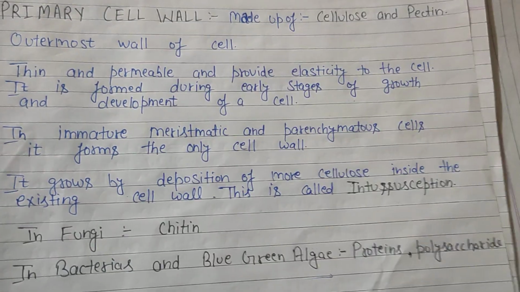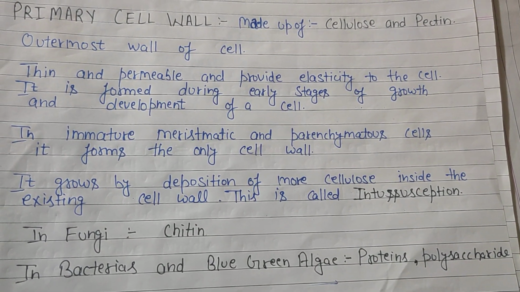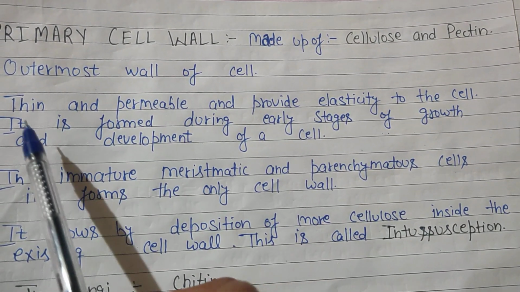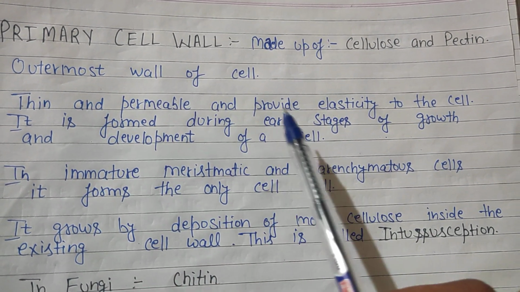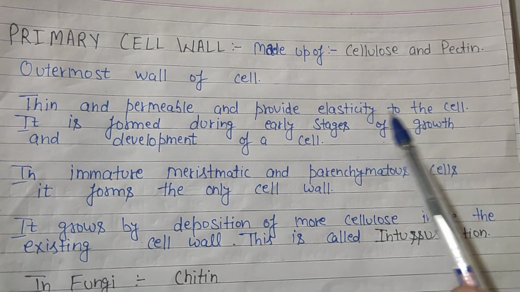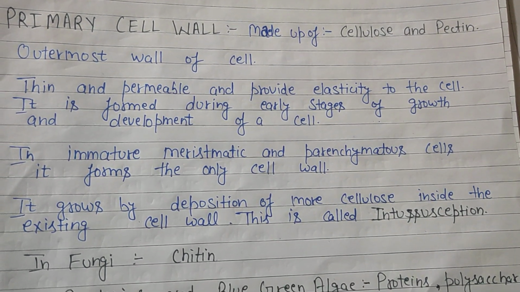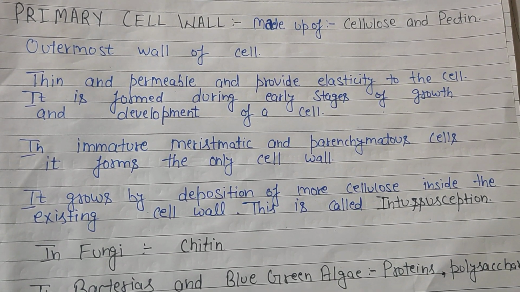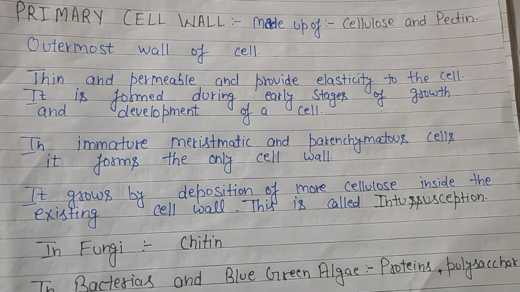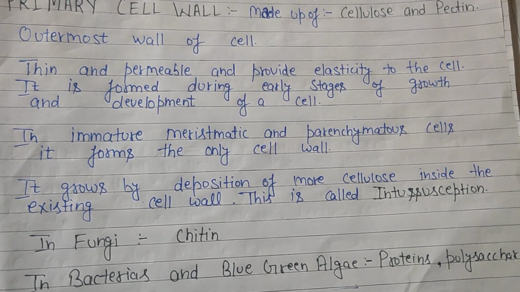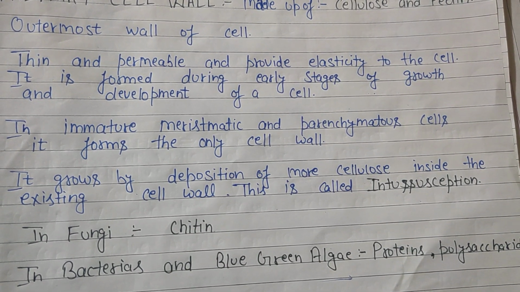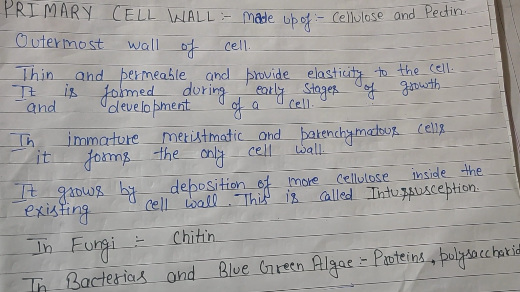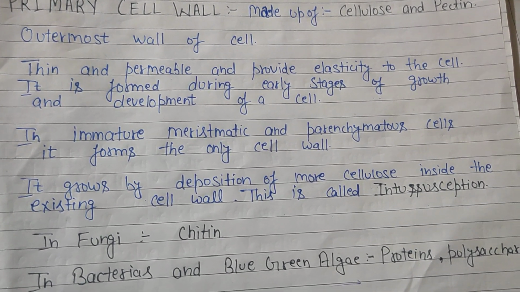So primary cell wall is made up of cellulose and some other pectic substances, and it is the outermost wall of the cell. It is relatively permeable and thin if we compare it with the secondary cell wall. It provides elasticity to the cell, and also it is formed during the phase of the cell in which it is still growing. So it is developed in the early stages of the growth and development of the cells. It develops in those cells that have not yet ceased to grow. So in case of the immature meristematic and the parenchymatous cells, it is the only cell wall that they have. They do not have a secondary cell wall or tertiary cell wall. They only have primary cell wall, and it is capable of growth.